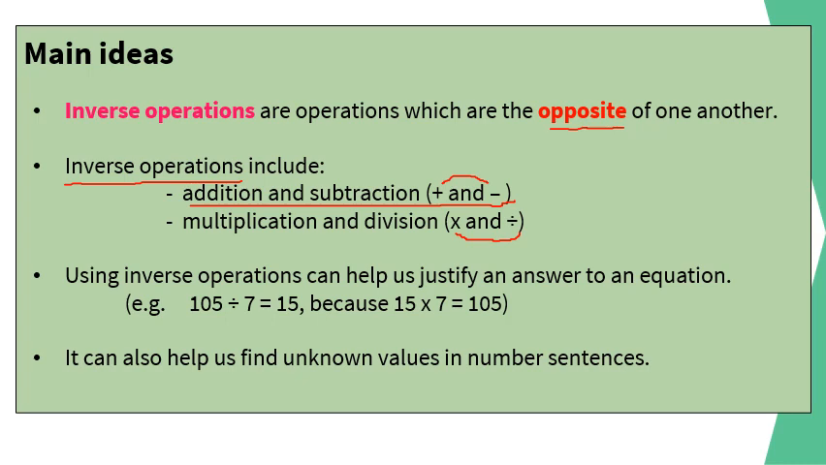Using inverse operations can help us justify an answer to an equation. So that's what you're looking at today. Here, for example, we've got 105 divided by 7 equals 15. And I know this because 15 times 7 equals 105.